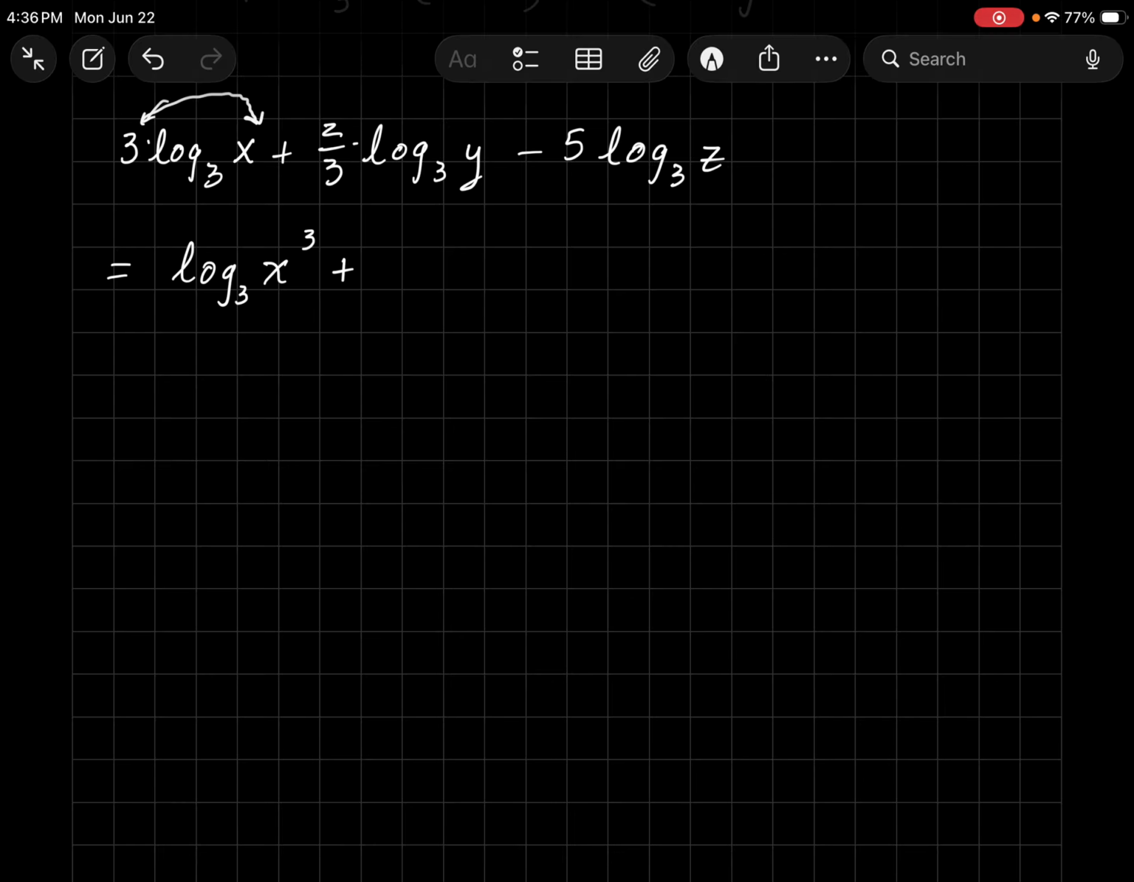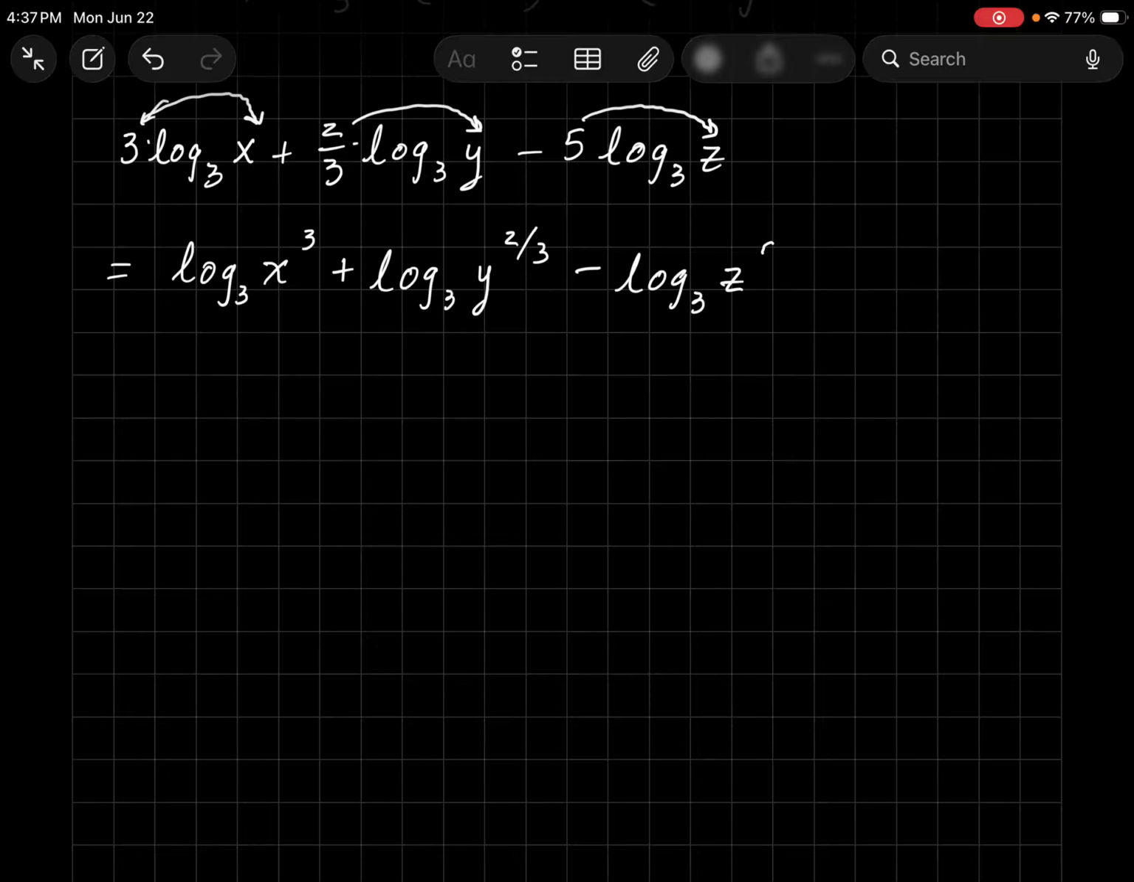Similarly, this coefficient out front, the 2/3, can be put back inside as the power of my y, giving me log base 3 of y to the 2/3. And the same thing back here with my z. So minus log base 3 of z to the 5th. Now I have all the same base still, so I can make one log, say log base 3 of what?